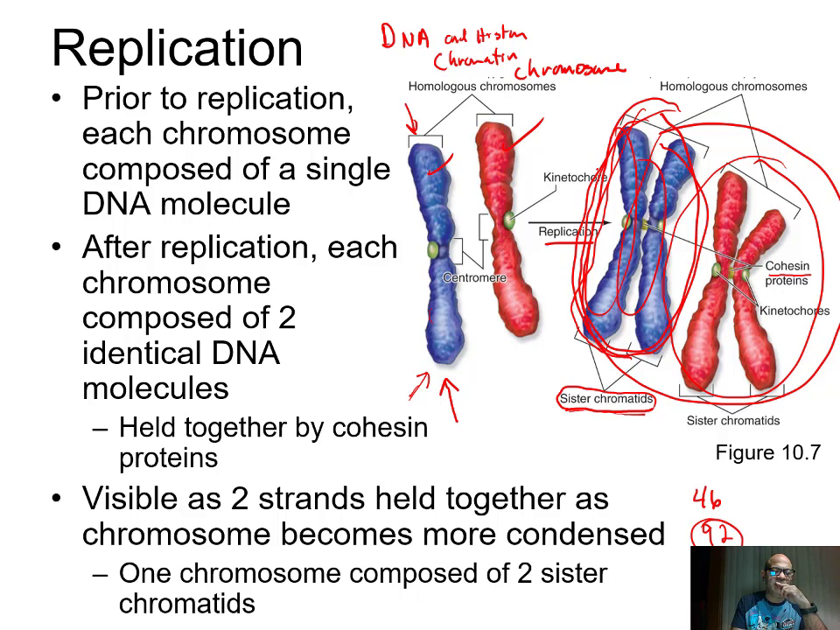So in reality, during the normal cell activities, if the cell's not going to divide and replicate its chromosomes, we don't actually see the DNA like this. It's uncoiled and it's in the form of chromatin.